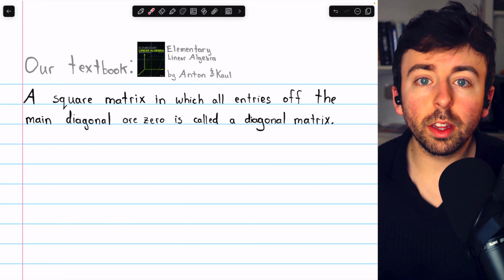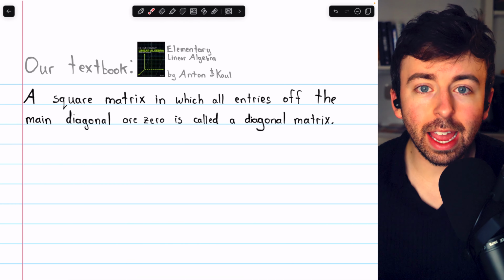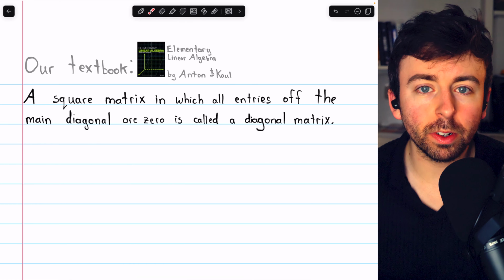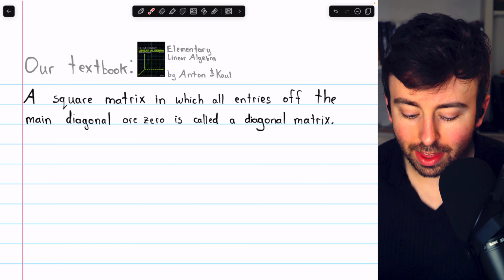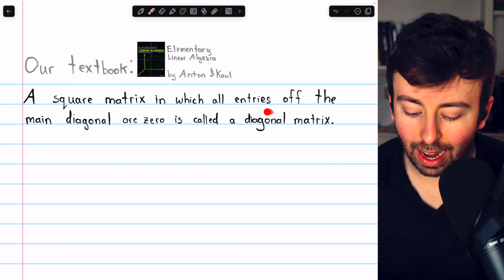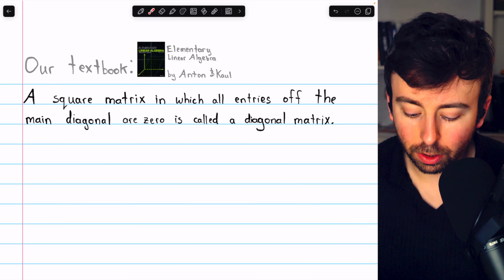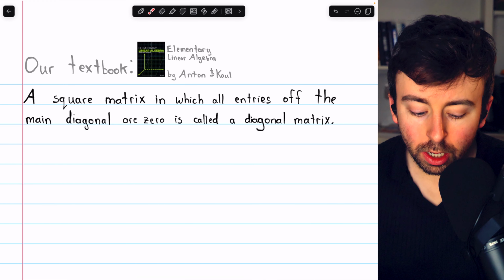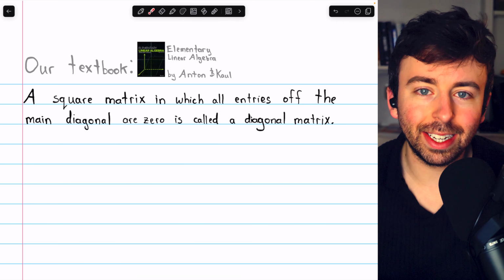In this video, we'll define diagonal matrices, see examples and non-examples, and look at how easy basic matrix calculations can be with diagonal matrices. We say that a square matrix is diagonal if all entries off the main diagonal are 0. Note this definition says nothing about the entries on the main diagonal.